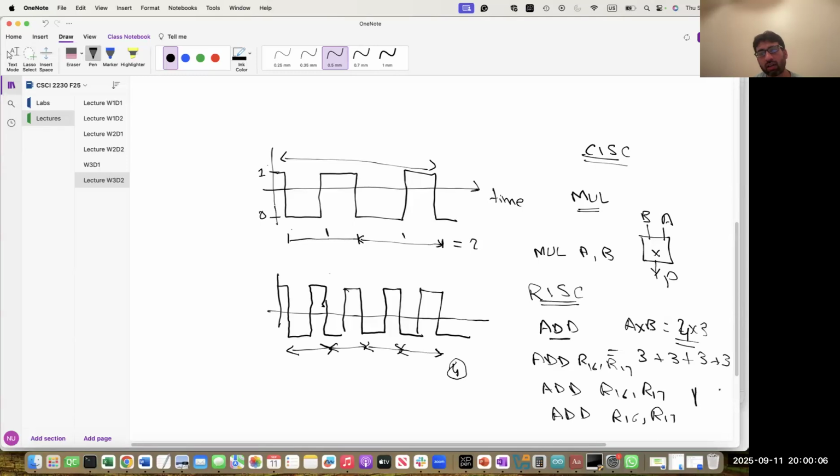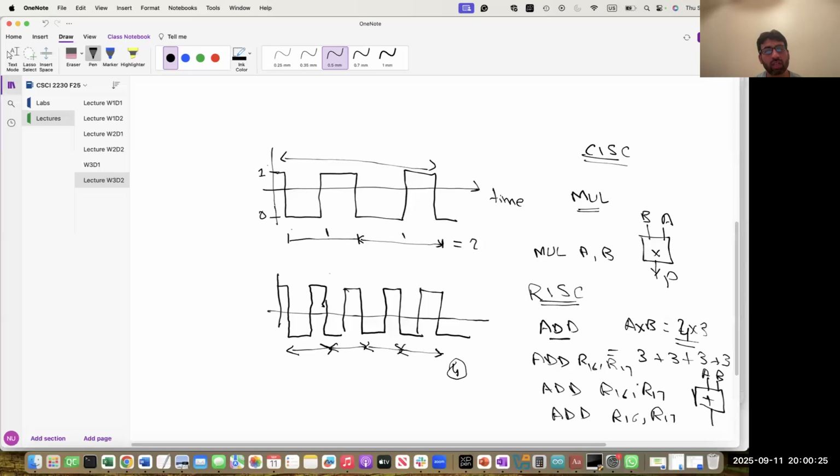I have only an adder, right? Now, let's say I'm giving A and B here, and here I have the adder. The thing is that designing an adder, in terms of hardware cost, is cheaper compared to designing a multiplier. So you are avoiding the hardware complexity in the RISC approach.